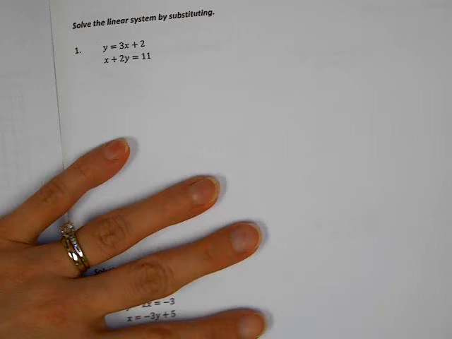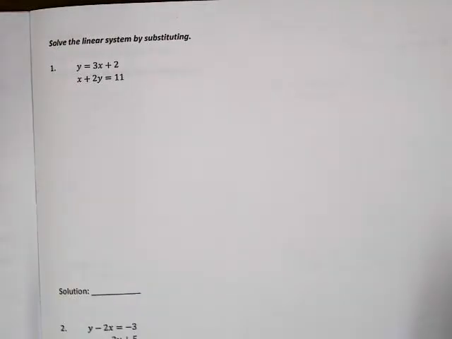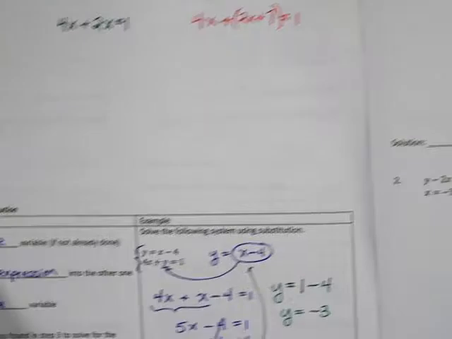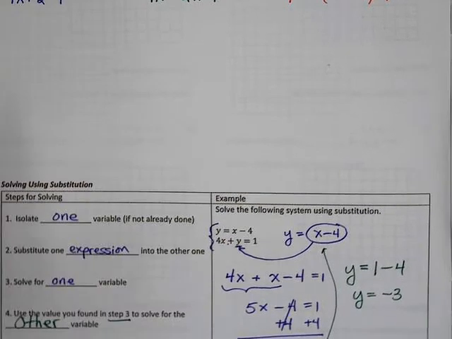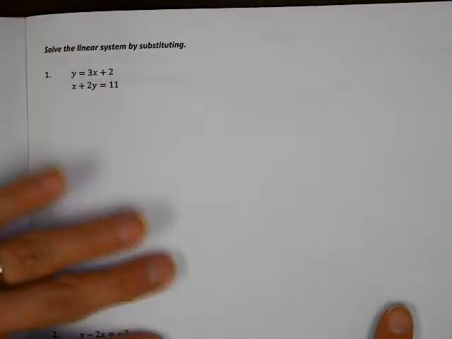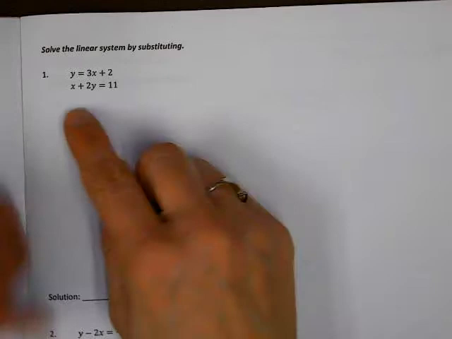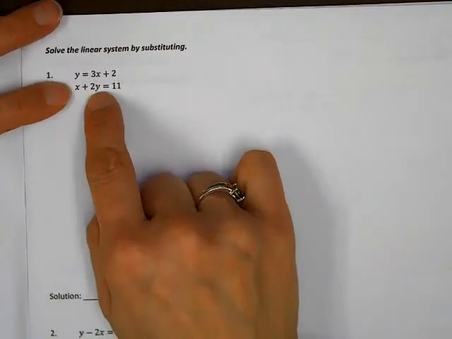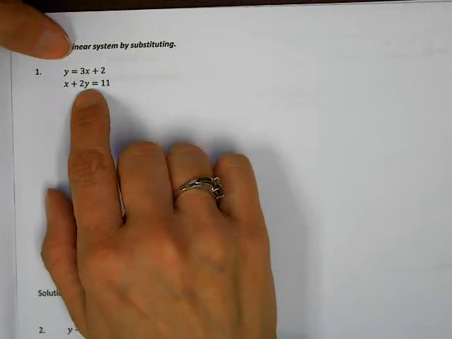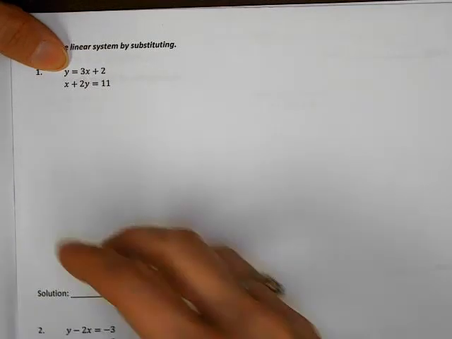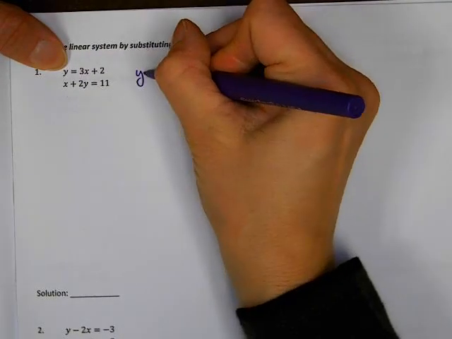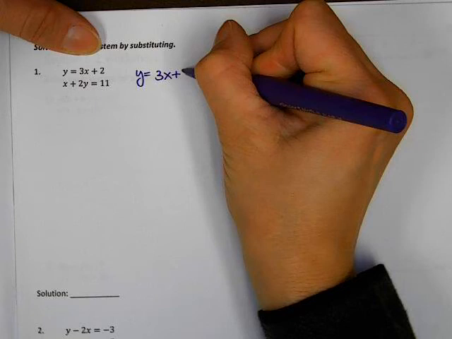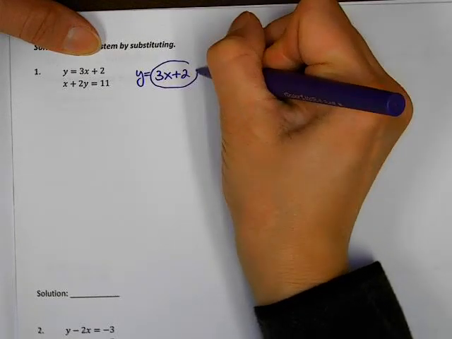Let's solve by substitution. There's easier ways and harder ways to do this. Okay, step 1. What was it? Isolate one variable. So you got to get one of the letters alone. Let's spend some time deciding what would be the easiest one to do. This x is not alone. This y is not even alone because it's got a 2. And this y is alone. So the easiest way to do this problem would be to say y equals 3x plus 2.